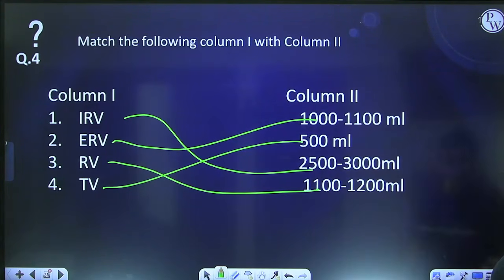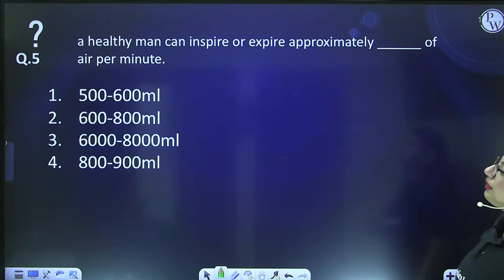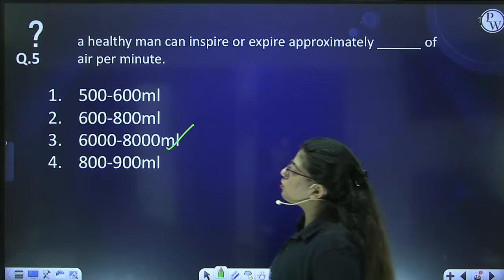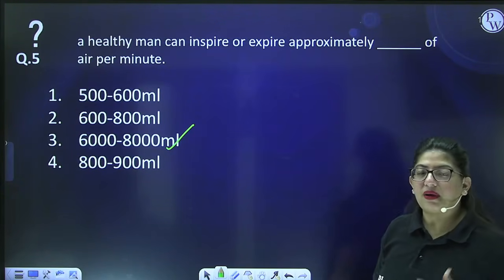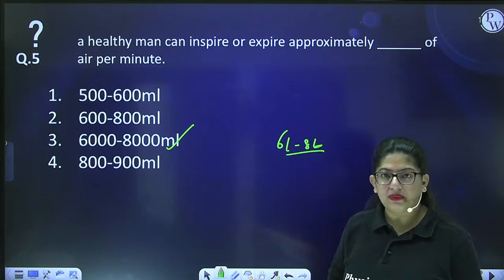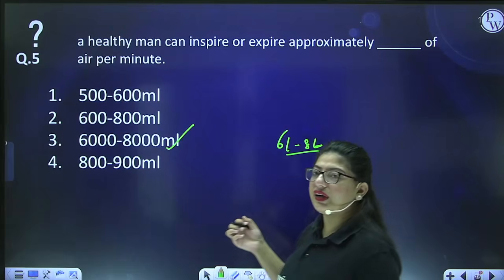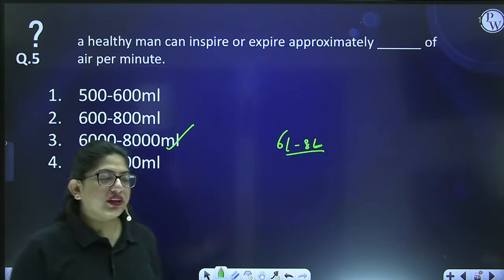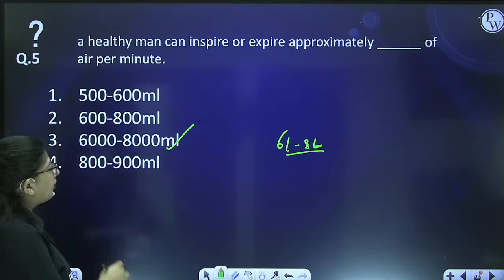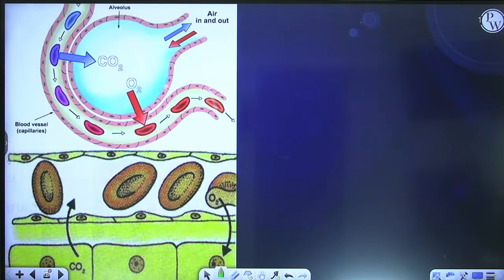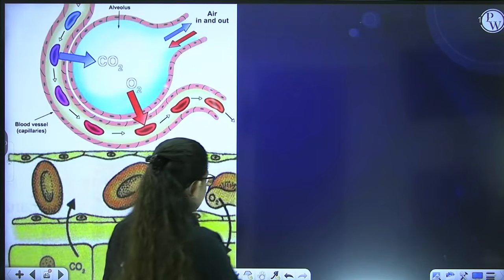Next. A healthy man can inspire or expire approximately dash amount of air per minute. We have just done it now. 6000 to 8000 ml per minute, or 6 liter to 8 liter. If we take upper and lower limits, how does it come? If I take 12 breaths, it will be 6 liter. If I take 16 breaths, then it will be 8 liter. Answer is 3.